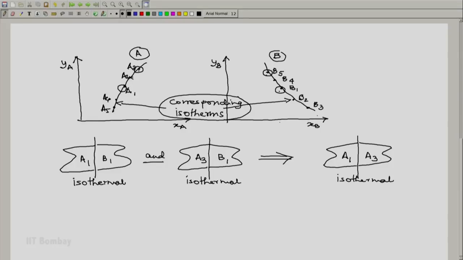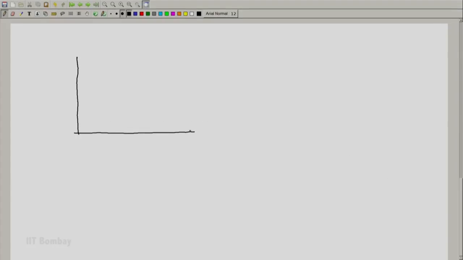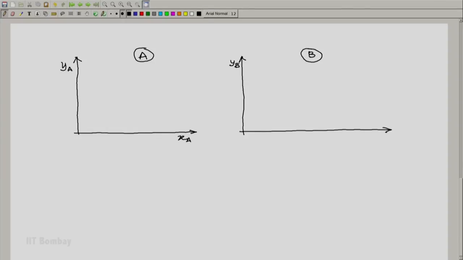Now let us extend this experiment. Again let me draw the state space of A, let me call it YAXA, and let us have the state space of YBXB. And let us say that we have discovered a set of corresponding isotherms in the state space of A and B. So these black lines are the two corresponding isotherms.